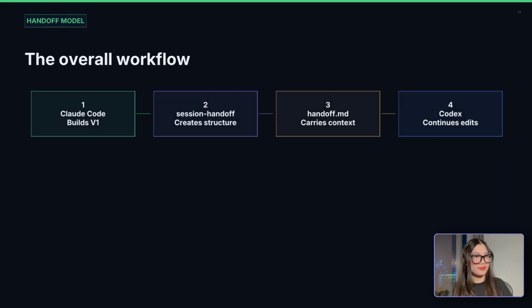For this demo, I will have Claude Code make me a simple app. Then I'll create a custom Claude skill called session-handoff. That skill will generate a handoff.md file, which explains what Claude already built, what files matter, what was tested, and what Codex should do next. Then I'll open Codex in a separate terminal, point it to the same project folder, ask it to read the handoff file, and continue improving the same app.